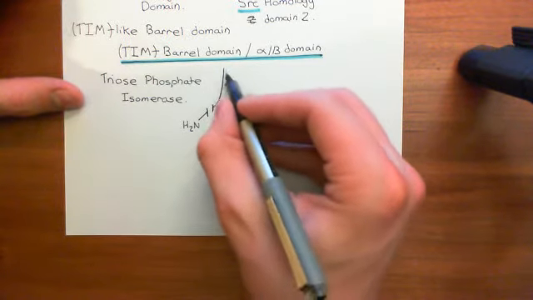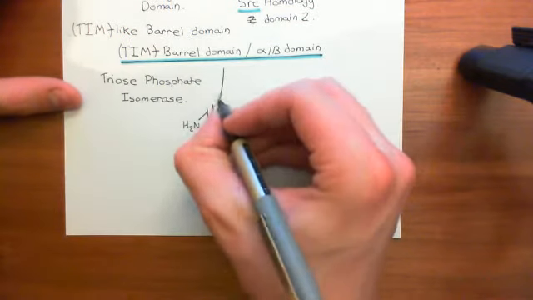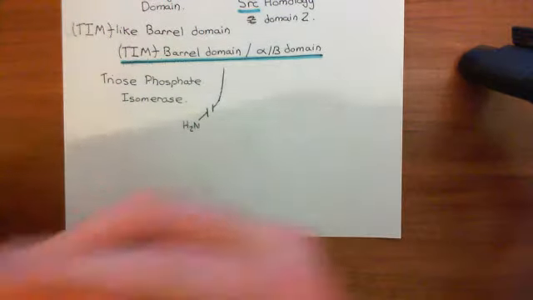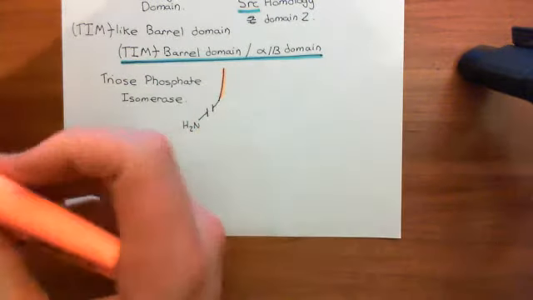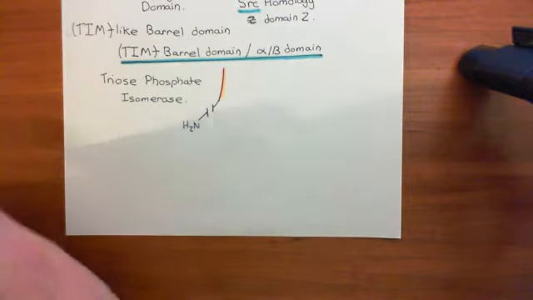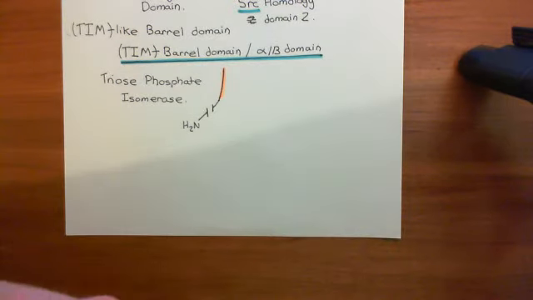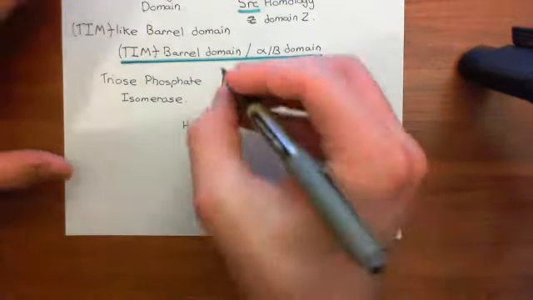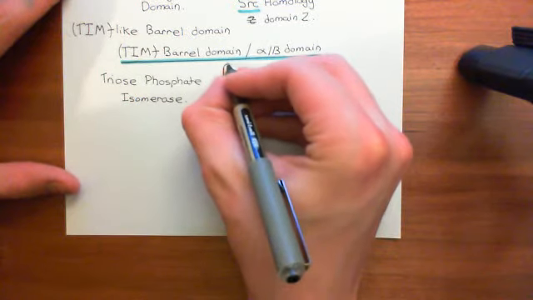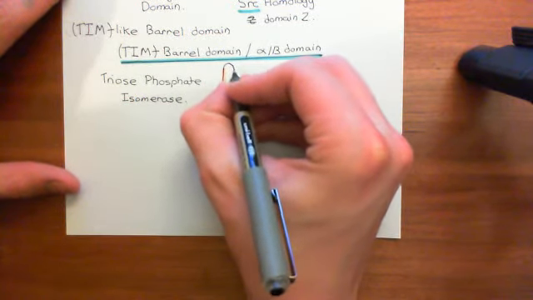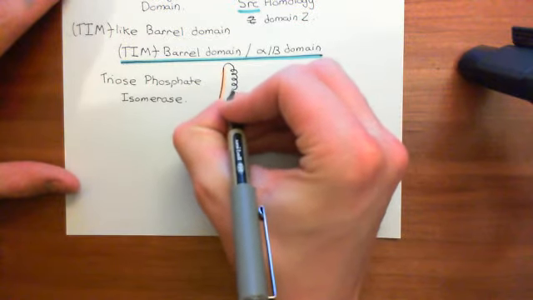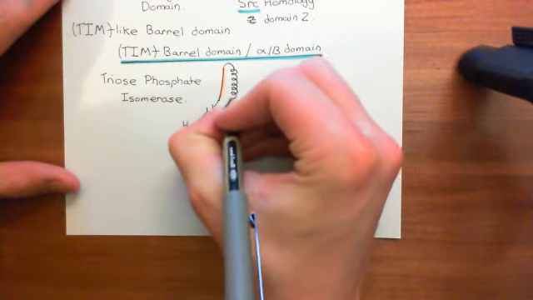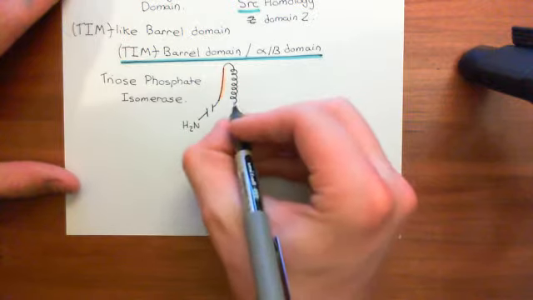Now we're going to start the TIM barrel domain. This strand here is going to be a beta strand. It's a nice linear portion of the polypeptide that can interact with other linear portions of the polypeptide and form a beta pleated sheet. So here's our beta strand. Then you're going to go into an alpha helix. You're going to have alternating beta strands and alpha helices. So here's an alpha helix.